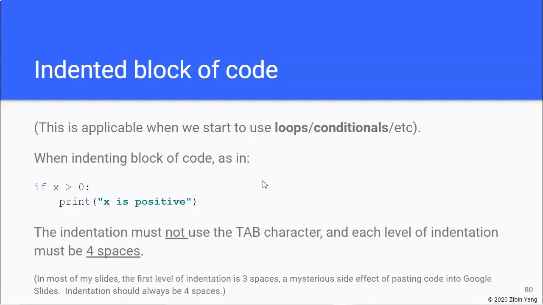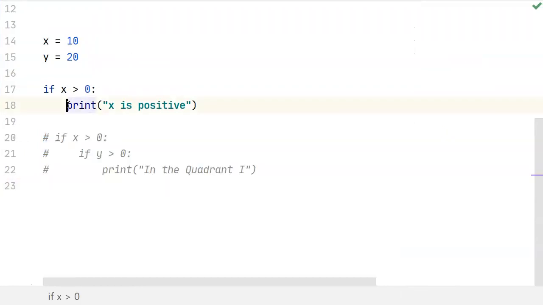Alright, I'm going to also talk about the indented block of code here. This will only make sense when we get to loops or conditionals, when we actually will use the indented block of code. So if it doesn't make sense now, skip it, come back later. Alright, so when we indent a block of code, like in an if statement, first, we must not use the tab character to do the indentation here. Don't ever use tab, but instead use 4 spaces here. So 1, 2, 3, 4.